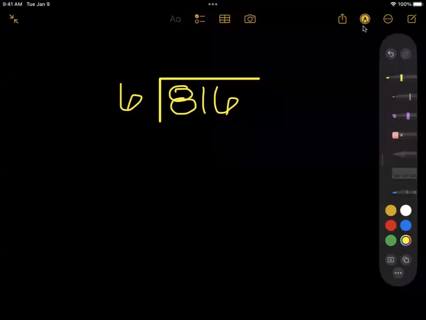Hello, everybody. Welcome back. Today, we're going to be talking about how to do long division, how to take a three-digit number like 816 and divide it by 6 using the long division standard algorithm.